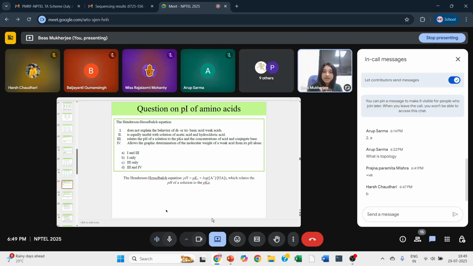So the first one is that it does not explain the behavior of di, tri basic acids or weak acids, right? It is usually useful with solutions of acetic acid and hydrochloric acid. Now these are one weak acid and one strong acid. The next: relates the pH of a solution to the pKa and concentration of acid and conjugate base. This is correct. The last: allows the graphic determination of the molecular weight of a weak acid from its pH alone. See which of these are correct.